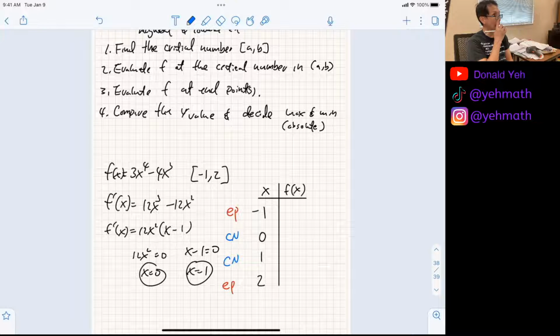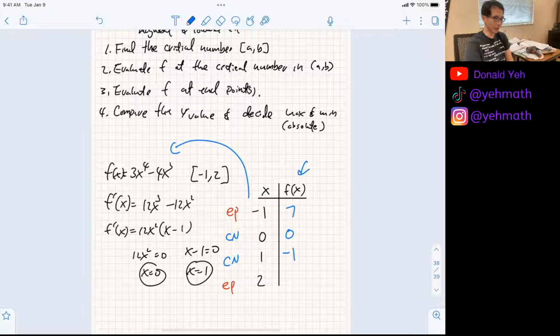Am I going too fast? So I plug in -1. I'm going to get 7, I believe. Would you plug -1 into the original? Yes, into the original. This is f of x. See that? Okay. Plug in 0, it's going to give me 0. Plug in 1, it's going to be -1. Plug in 2, it's going to give you 16 times 3, 48. 48 minus 32 is 16, I think.